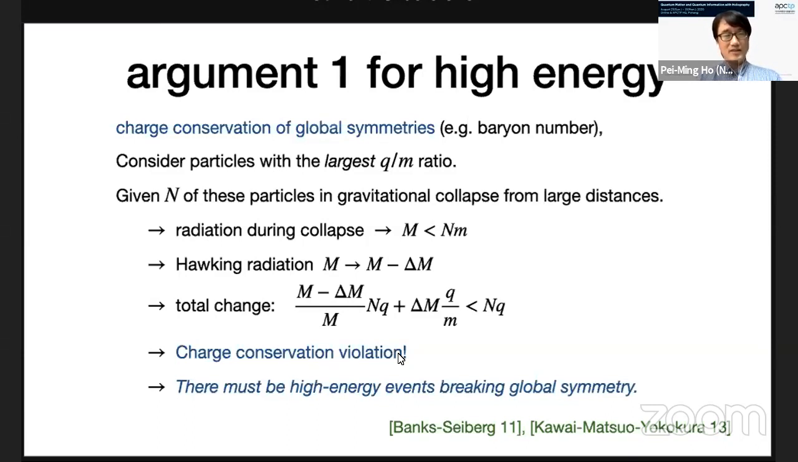People have noticed this a long time ago. So from here, we also conclude that string theory or a UV theory of gravity would necessarily have no global symmetry. All the symmetries must be local, so that when they radiate, when they approach the extremal black hole, they stop radiating. That would solve this problem of charge conservation violation. So this is the first argument.